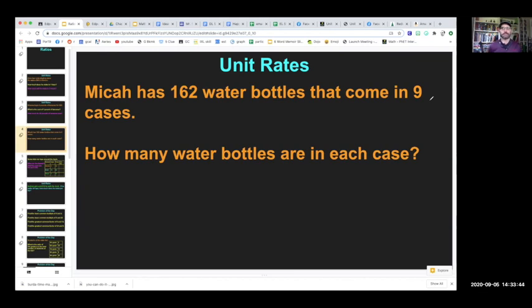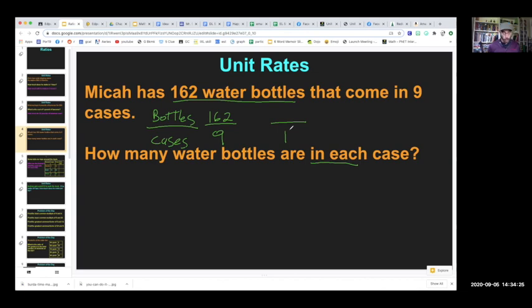So let's see if you can try this. Micah has 162 water bottles that come in 9 cases. How many bottles are in each case? So we want to find the unit rate here, right? So I'll get you started. If we put bottles on the top and cases on the bottom, it says here 162 water bottles, 162 over 9 cases. So in each case, how many water bottles in each case? That means in 1 case. So we want to figure out in 1. So let's see if you can figure this out.